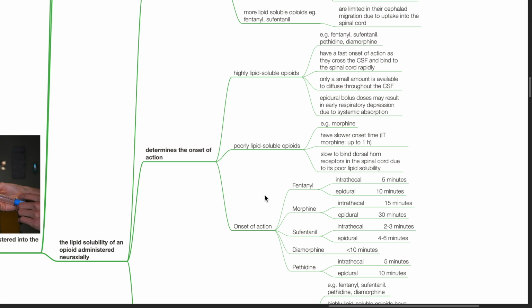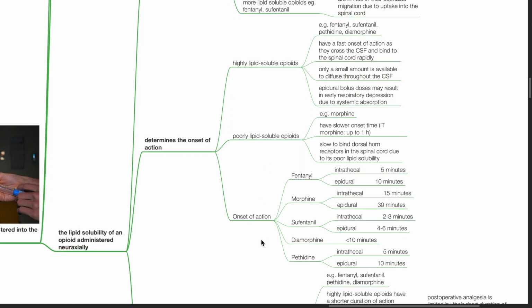The onset of action of intrathecal fentanyl is 5 minutes, epidural fentanyl 10 minutes, intrathecal morphine 15 minutes, epidural morphine 30 minutes, intrathecal sufentanil 2 to 3 minutes, and epidural sufentanil 4 to 6 minutes. Diamorphine onset of action is less than 10 minutes. For intrathecal pethidine, onset of action is 5 minutes, and epidural pethidine is 10 minutes.